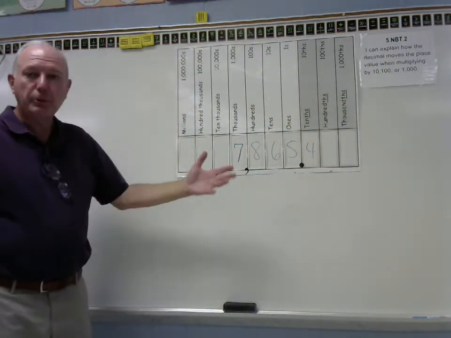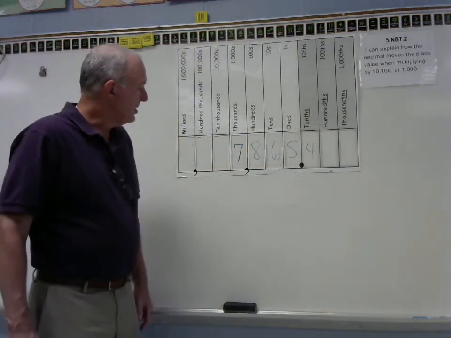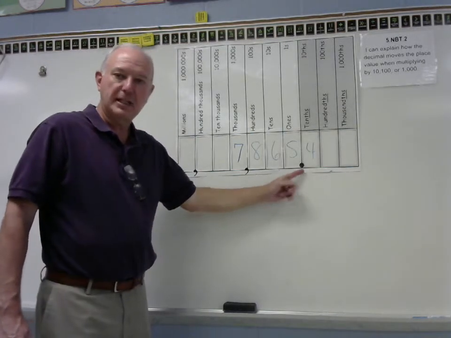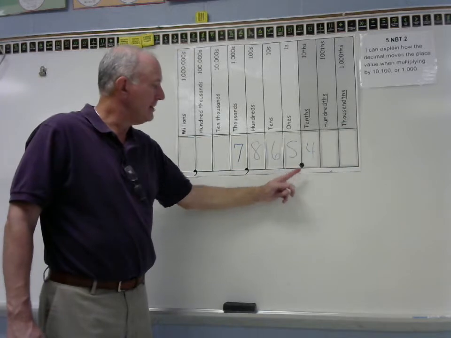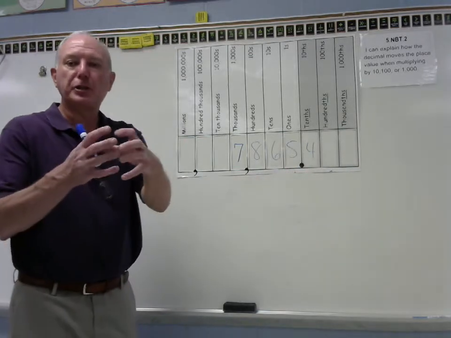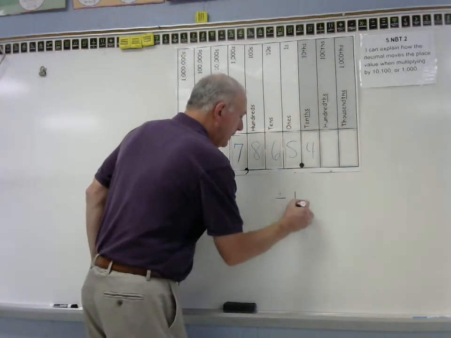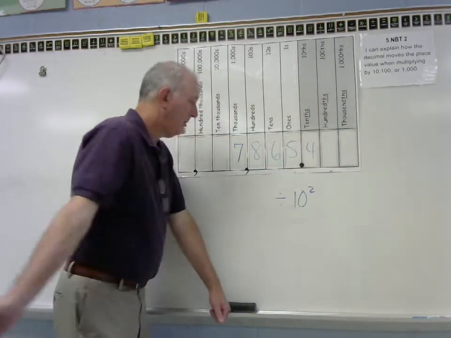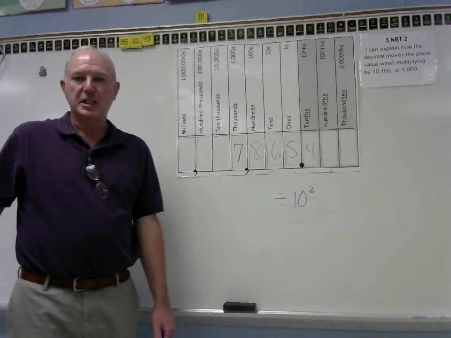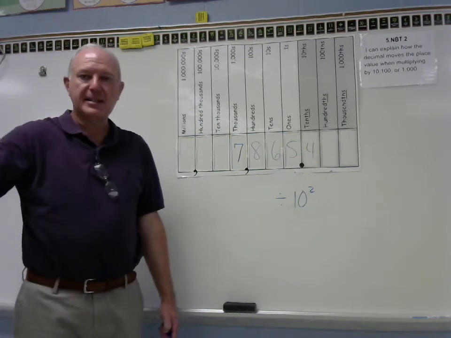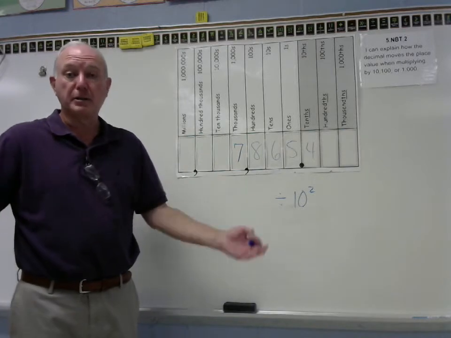Okay? I'm going to pick a number out. This number is 7,865 and 4/10. Decimal points here, remember? Ones place, tenths place. And what I'm going to do is divide this number by 10. How do you say that? 10 what? 10 to the second power, 10 raised to the second power, or 10 squared.